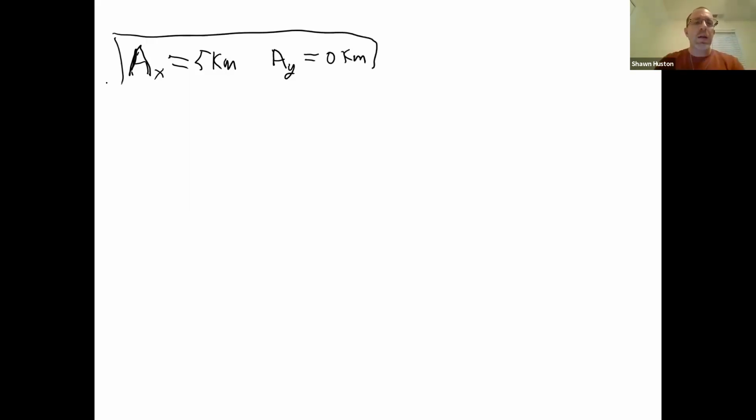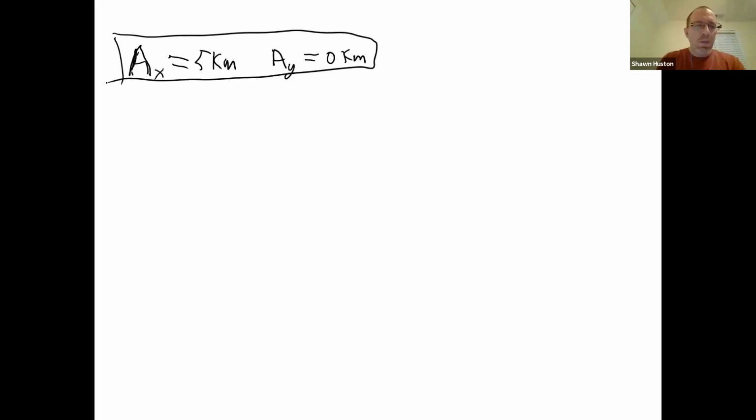So if we think about vector A, what happened? She drove 5 kilometers due east. She drives 5 kilometers due east. How far does she go in the y direction while she's driving due east? Well, 0. She doesn't go north at all when she's making that first leg of her trip. So there's the x and y components of that vector A.